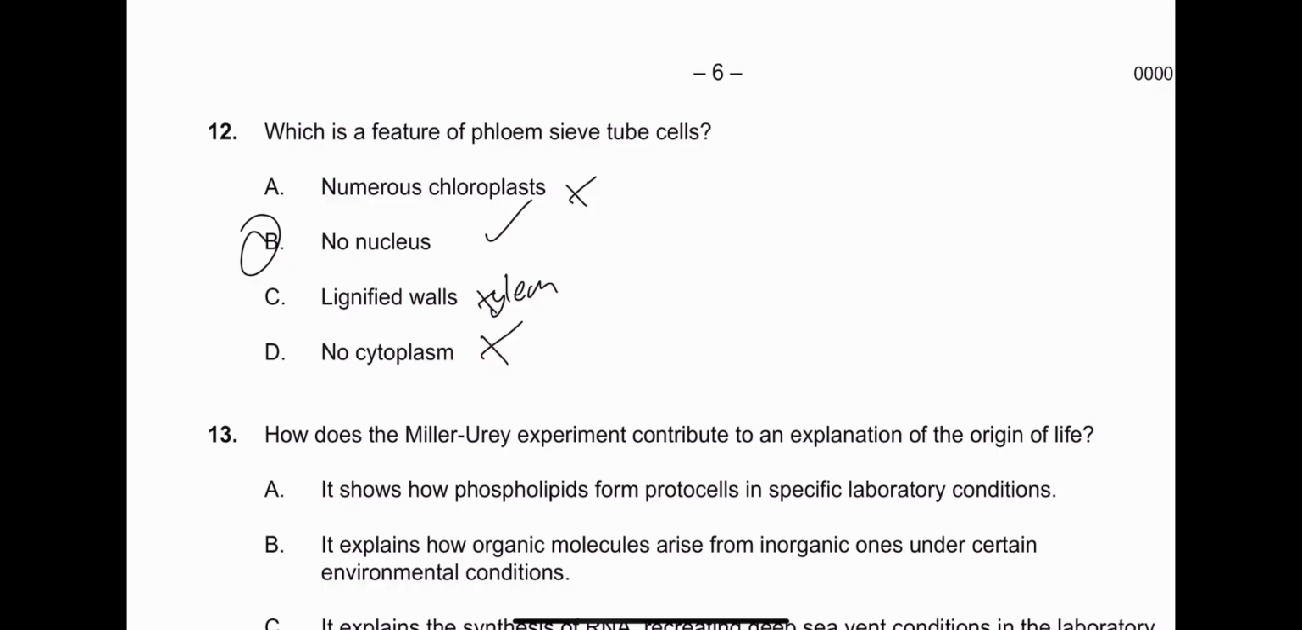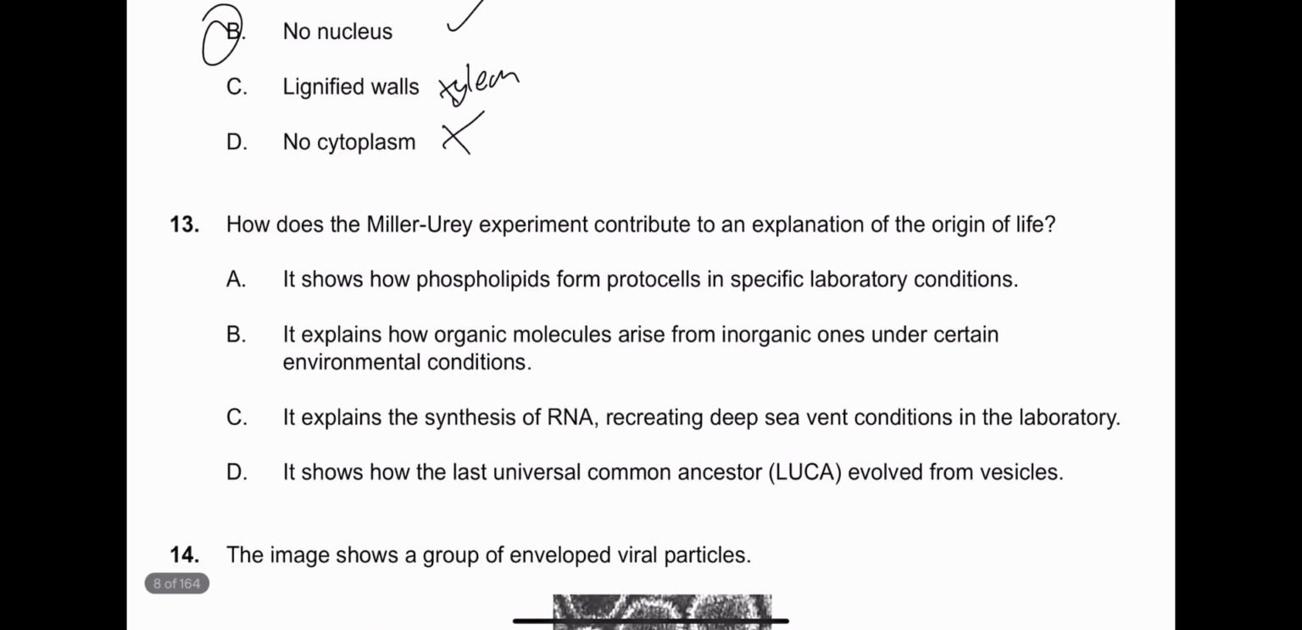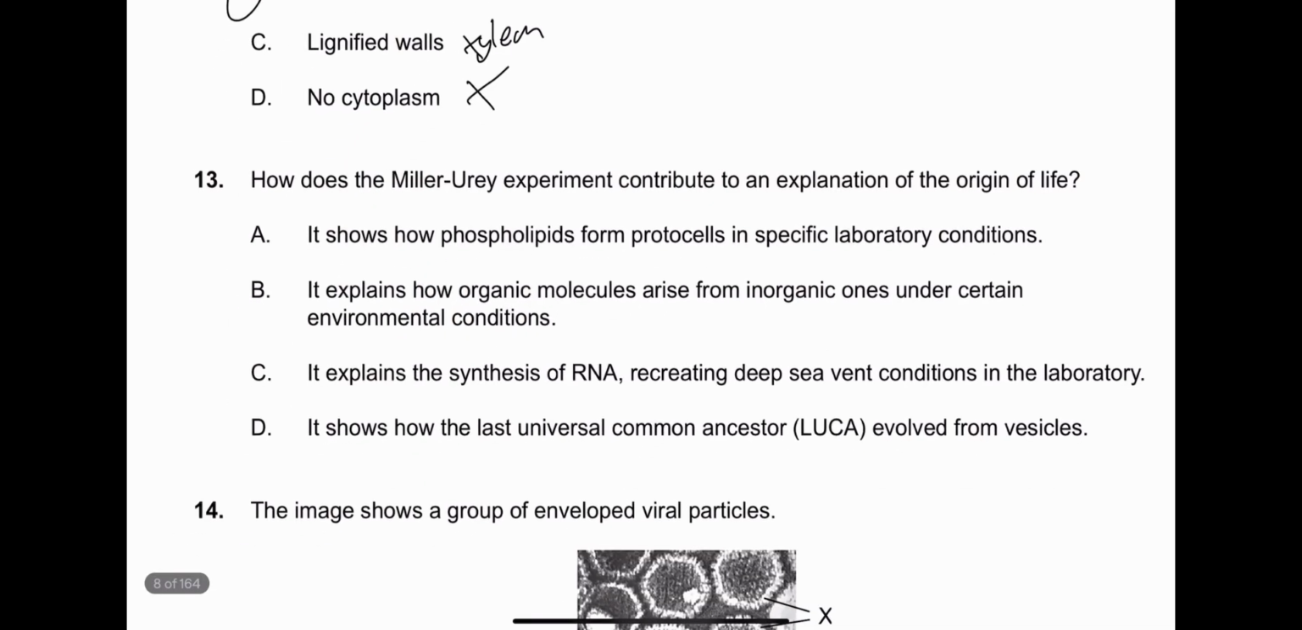How does the Miller-Urey experiment contribute to the explanation of the origin of life? So Miller-Urey, if you remember, was the experiment in which they essentially proved that organic molecules could arise spontaneously. How phospholipids form protocells in a lab, that's not true. Organic molecules arise from, yeah, that's essentially what Miller-Urey is about. This is not true. Not true.